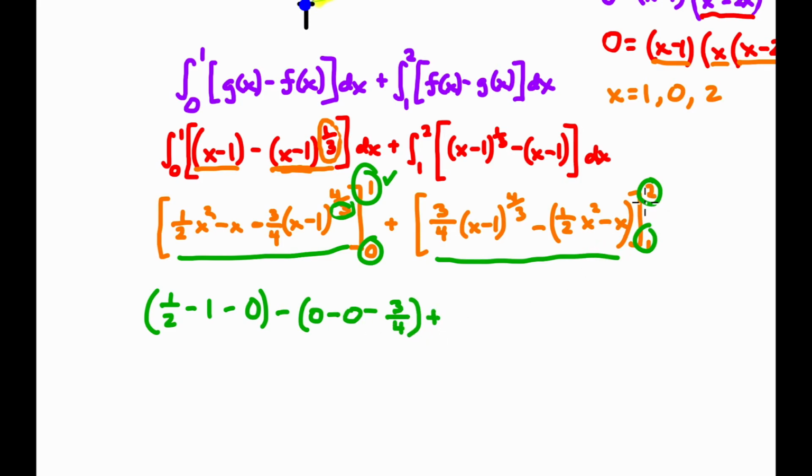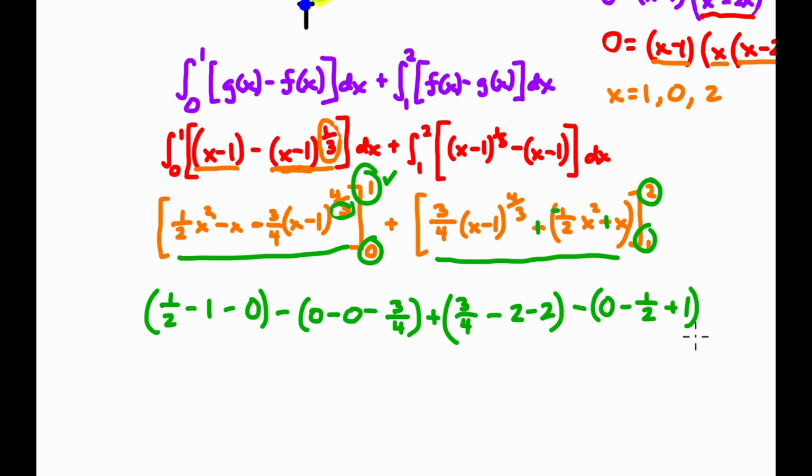Plus, okay, we're going to do the same thing over here. Plugging in the 2, you end up with 2 minus 1 is 1 to the 4/3 power. So it's 3/4 times 1 minus, you plug in 2 over here, you're going to end up with 2 squared is 4 times 1/2 is 2. So it'll be 2 minus 2 here, which is going to be 0. Minus, now when you plug the 1 in, you're going to end up with 0 minus 1/2 plus 1, because this part right here. So it'll be -1/2 plus 1.